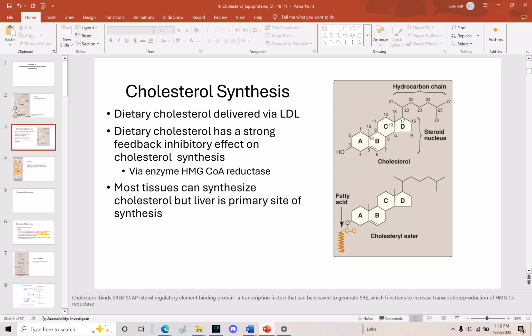And so you're going to take that dietary cholesterol, you're going to load it up and ship it back out again. And technically it's a VLDL, which becomes an LDL. I'll talk about that later. But LDL's function is to deliver cholesterol.